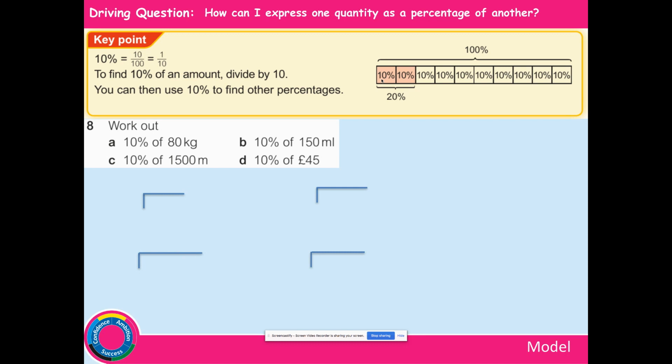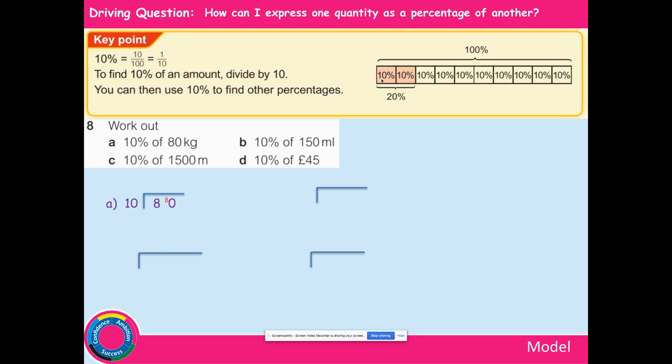So let's have a look at these ones. Work out 10% of 80 kilograms. So we can divide by 10. Really thinking back to the previous unit that we looked at, unit 4, you should be able to divide and multiply by 10 and 100, etc. now. But I've set it out with the bus stop so that we can just check what we're doing.